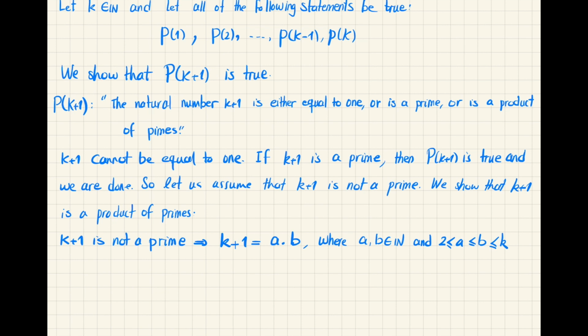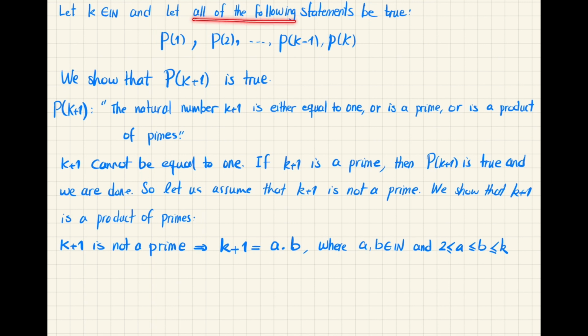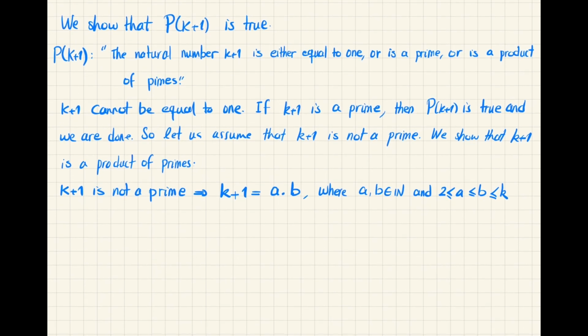So what I'm trying to say is that P of a is one of those statements that is in this list. P of b is also one of those statements that is in this list. And then we assume that all these statements are true. So therefore, P of a and P of b are both true.